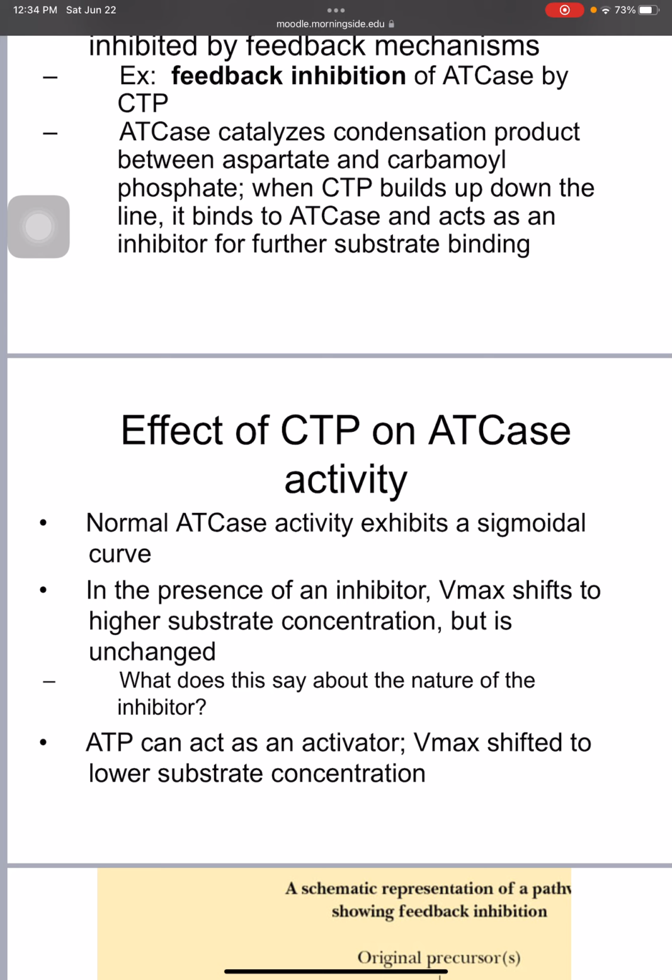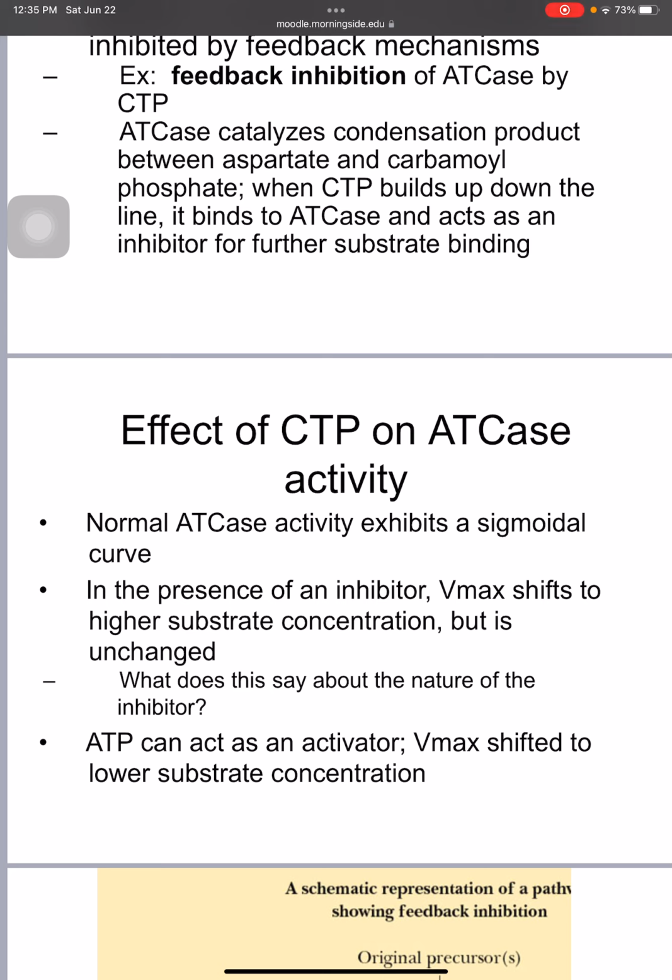So here's an interesting little thought question to ask you. What does this say about the nature of the inhibitor? So focusing on CTP, the inhibitor, if we still get to the same Vmax, but it takes us more substrate to get there, what does that tell you about the nature of the inhibitor? Well, we talked about, in the last video, inhibitors being competitive or non-competitive, right?